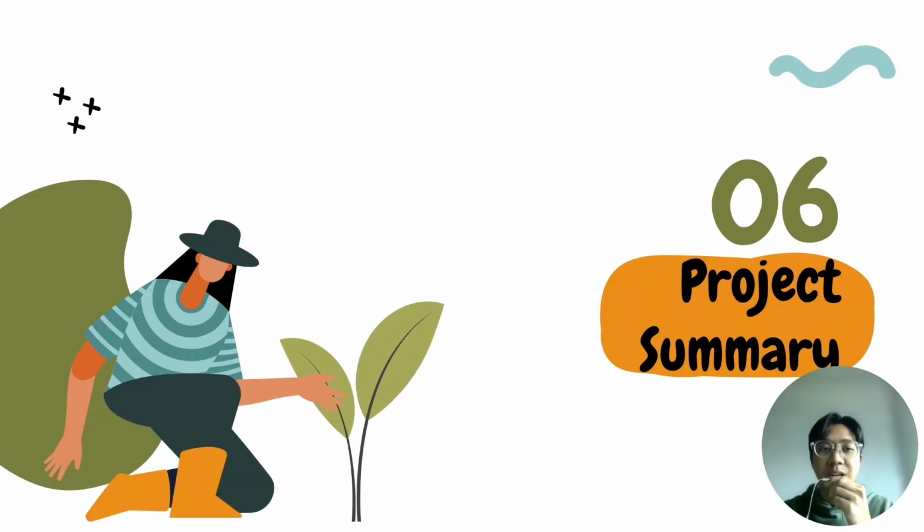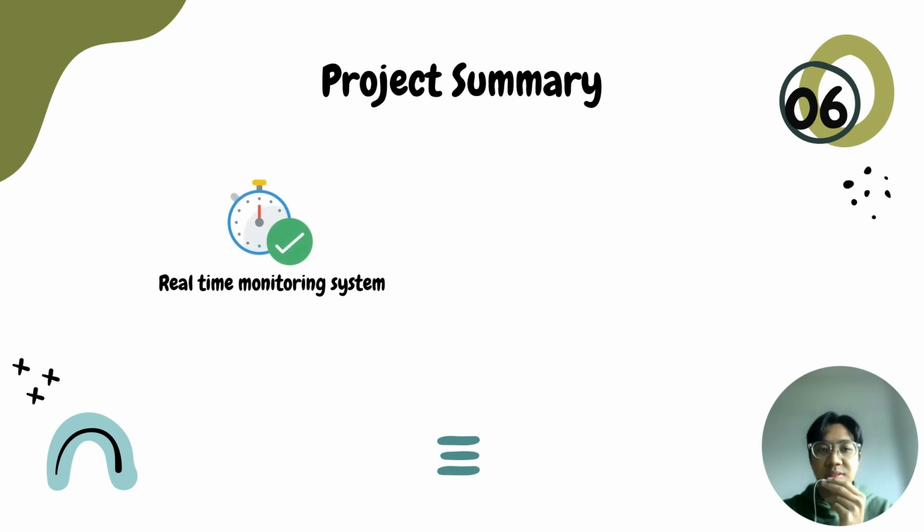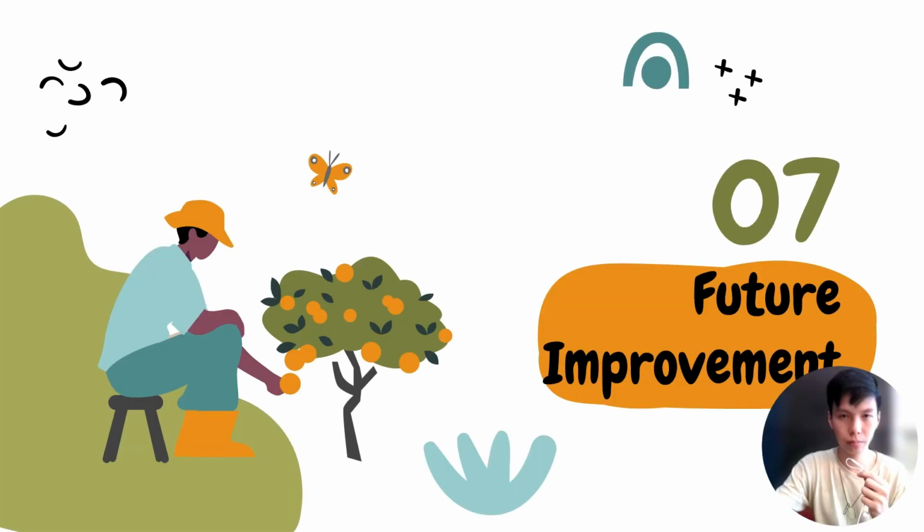I will now summarize our project before we head into our future improvement. We use different components and sensors to link them together using IoT. This is to create a real-time monitoring system. We also created a GUI to read the fields from the channel and to showcase the current update of the system. I will now pass the time to Joe to discuss more about the future improvement.